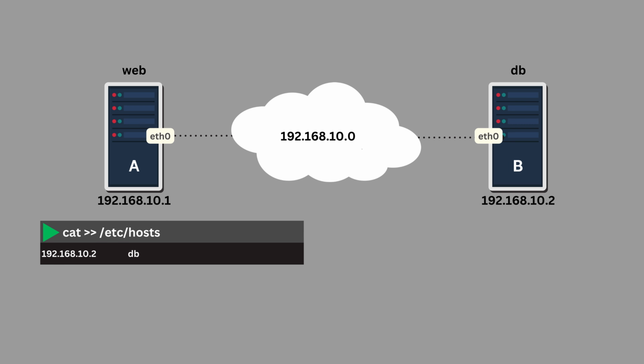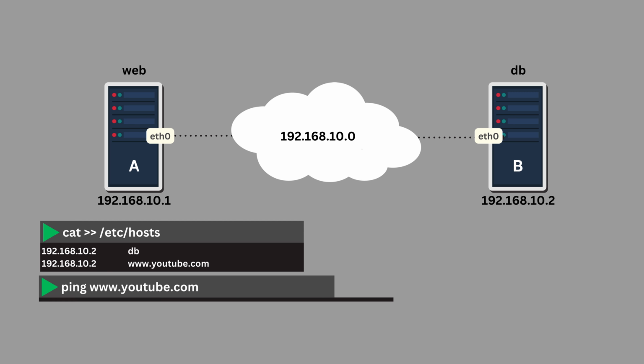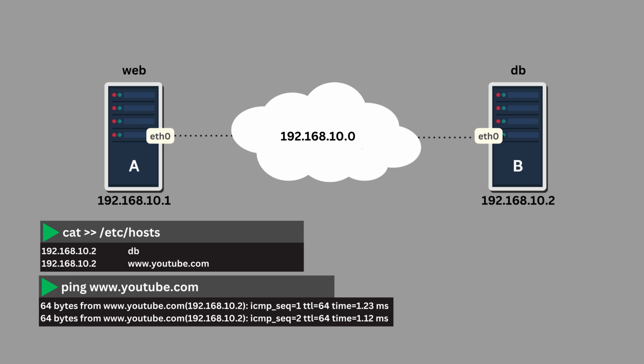You could even mislead computer A by adding an entry that maps the IP address 192.168.10.2 to a different name, such as www.youtube.com. As a result, if you ping youtube.com, you would receive a response from computer B instead of the real YouTube servers. The /etc/hosts file can contain multiple entries, mapping various names to IP addresses. This means you can have several names for the same IP address, and computer A will use the information in this file to resolve names to IP addresses whenever needed.